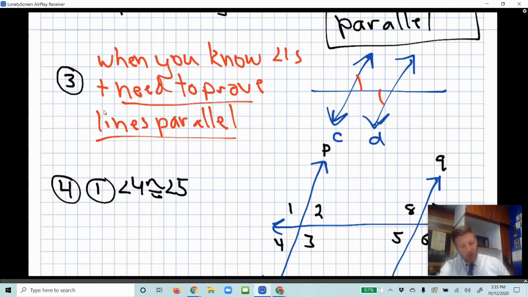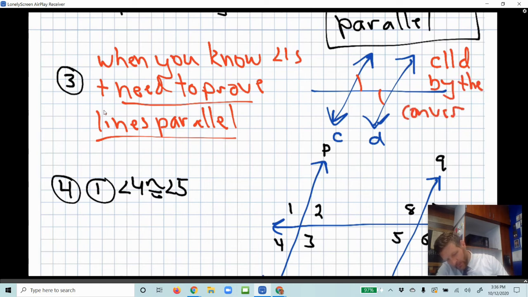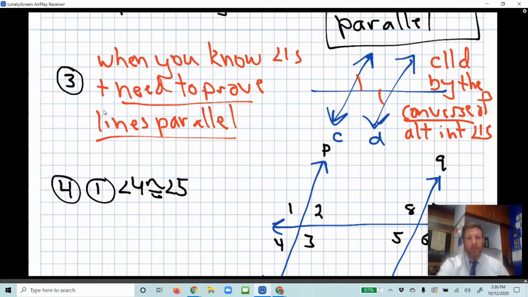And then what we mean by using a converse theorem is that you would say C is parallel to D by the converse of alternate interior angles. If I knew the lines were parallel and I was just trying to prove that the angles were congruent, I would use the alternate interior angles theorem. But since I'm moving the other direction, I know the angles and I'm trying to prove the lines parallel, I'm going to use the converse, because I'm headed in the other direction.